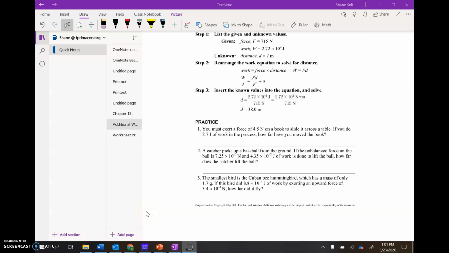Hello, ladies and gentlemen. We are going to go ahead and jump into the additional work problems worksheet. These are all going to be about work.